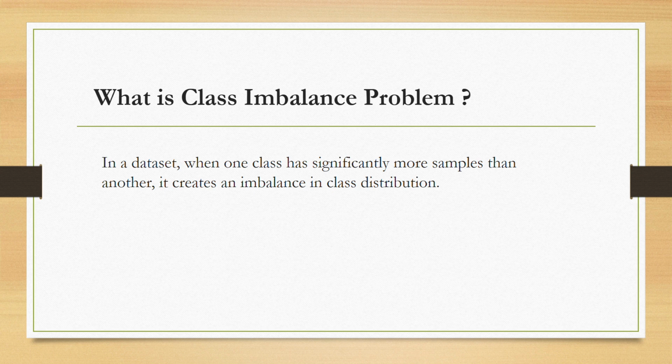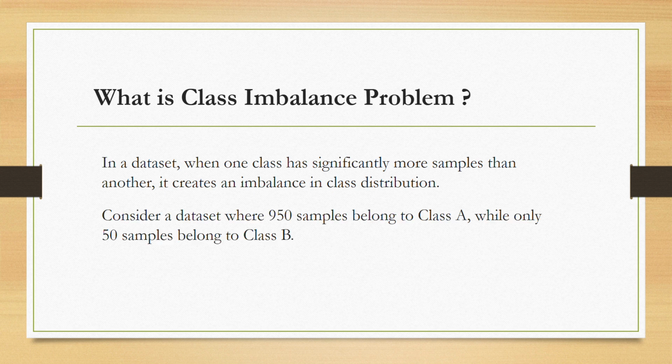Class imbalance is not only for binary class, even in multi-class it can happen. For example, if we have classes A, B, C, the dataset may have more number of samples for A and B, but not for class C. So we say that dataset is having class imbalance.